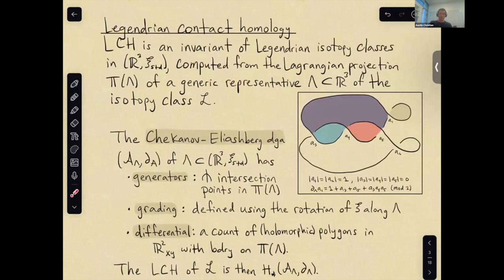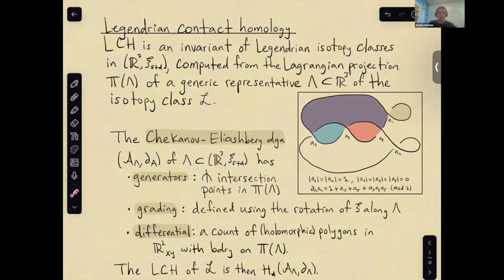All right. So what is Legendrian contact homology? Well, as I said, it's an invariant of Legendrian isotopy classes. So that's an important distinction to make. Given an isotopy class of Legendrian knots in standard contact R3, you can choose a generic representative. In particular, you choose a representative whose Lagrangian projection has only transverse double points as its singularities. There are no cusps or triple points that appear.